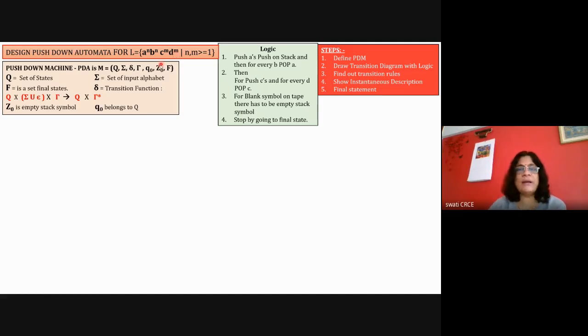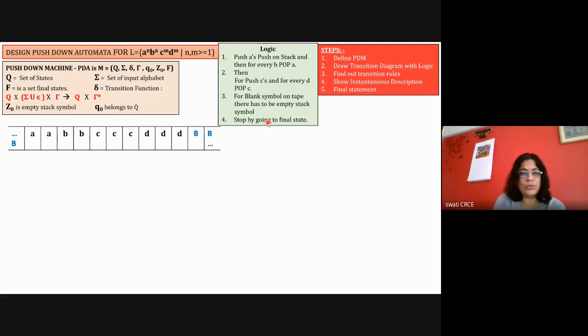So the logic for such a problem is that for all A's perform the push operation on the stack. Push all A's on the stack, and for every B perform a pop operation. Then again push all C's onto the stack and then perform a pop operation for all D's. Push A's on the stack and then for every B pop A. Push all the C's onto the stack and for every D pop C. And then if you are getting blank with Z0, that means it is correct.